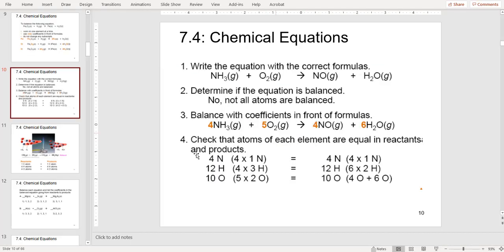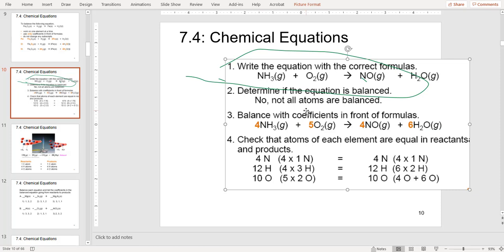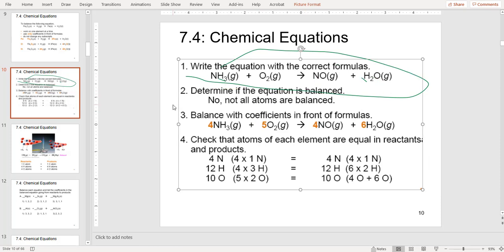Let's go back to the slide. Here's slide 10. So there is a starting problem right here. You'll notice that the number of hydrogens on the left-hand side doesn't match the number of hydrogens on the right-hand side. So therefore it's not balanced. If it's not balanced, not all ions are balanced, then you will need to go ahead and start putting in coefficients.